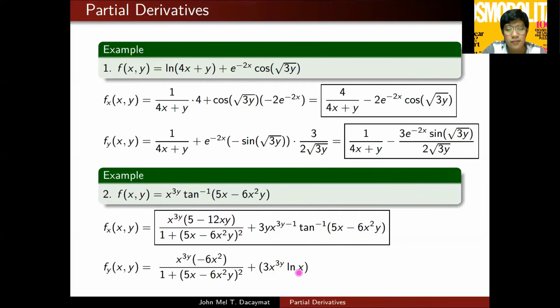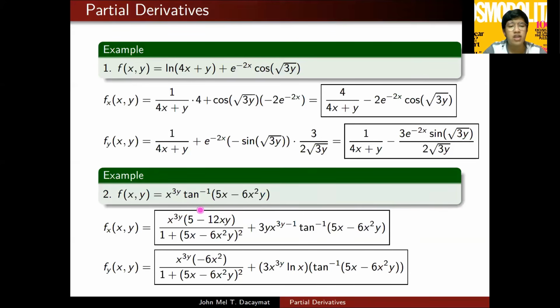Diba? So, x to the 3y ln x yung ating derivative for an exponential function. Tapos, times 3 pa doon kasi derivative pa nung 3y. Kaya may 3 dyan sa tabi. Okay? Nagets ba yun? Tapos, times copy the second term lang and we get your answer for f sub y for number 2.